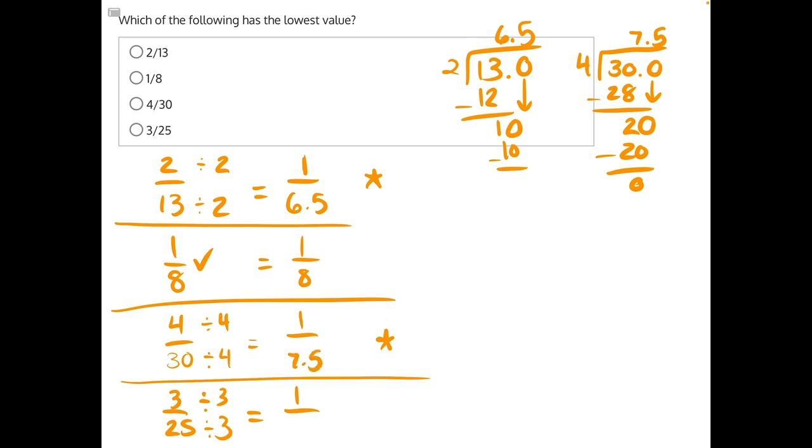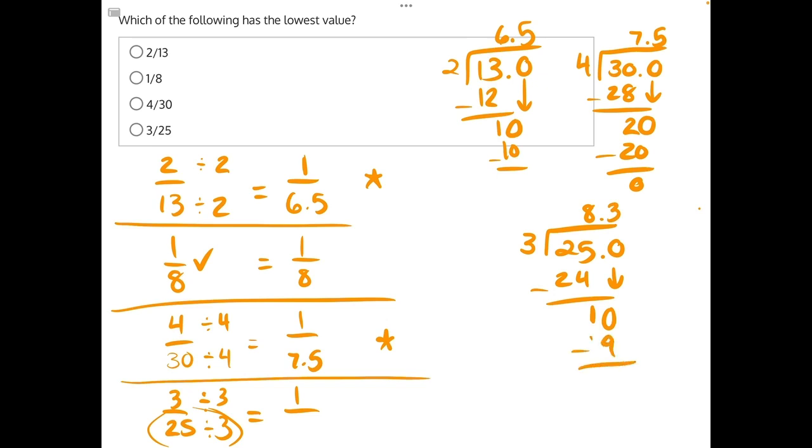And then for our last one, 3 and 25. 3 can go into 25 8 times. We would subtract and get 1. 3 cannot go into 1, so we add a decimal, add a 0, bring it down. 3 can go into 10 3 times. And here we're going to start to repeat because we're going to just keep adding zeros, keep getting 10, so it's 8.333 repeating.